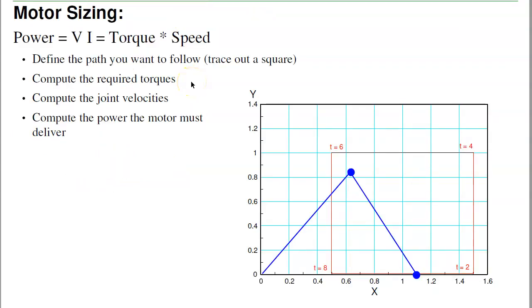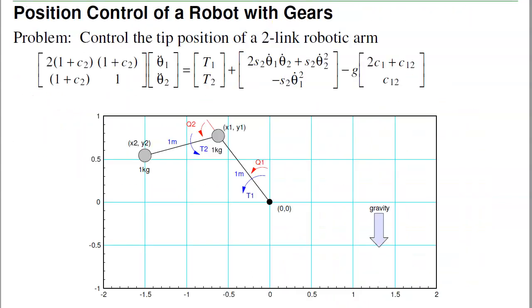To size the motor, I need to have a motor that's large enough to provide the power I need. One way to determine the power is to pick the path you want to follow. In this case, it's a square. I want to go out for 2 seconds, up for 2 seconds, left 2 seconds, down for 2 seconds. Once I specify the path, I now know the joint angles and velocities. I know the torques from the previous equations. Again, from here, I know the accelerations, angles, velocities. I can tell you what the torques are.